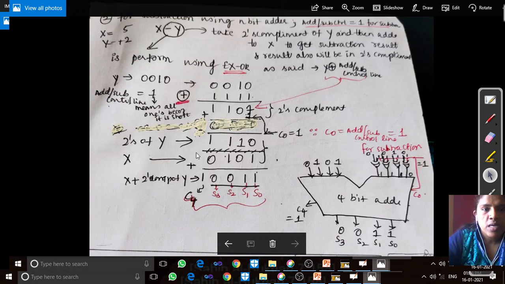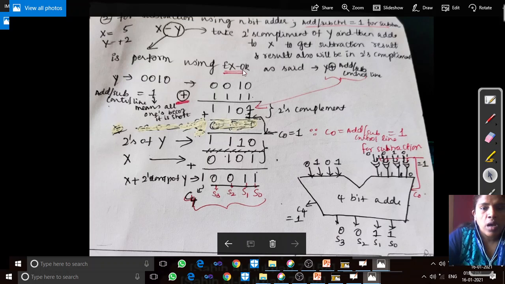subtraction example. In the subtraction example, x is 5, y is plus 2. Now you have to perform x minus y. I have already explained that you take the 2's complement of y, then add it to x to get the subtraction result, and the result also will be in 2's complement.